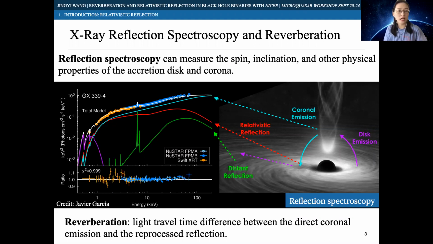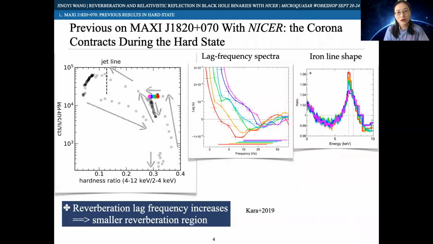Reverberation, as Thomas said, is the time lag caused by the difference in light travel time between the primary corona emission that travels directly to us and the reprocessed emission that travels an extra distance. We should take a look at a previous result in MAXI J1820 using reverberation with NICER data from Kara 2019. The figure on the left and also the arrows show you how the source travels in its 2018 outburst in the HID. Reverberation has been done in the rainbow-colored epochs.